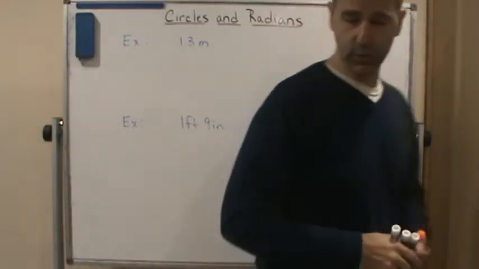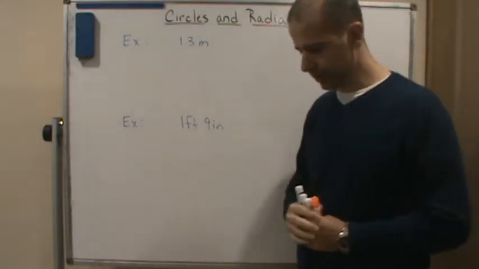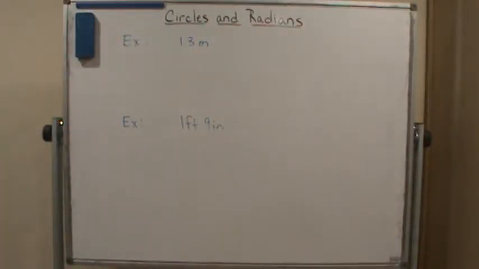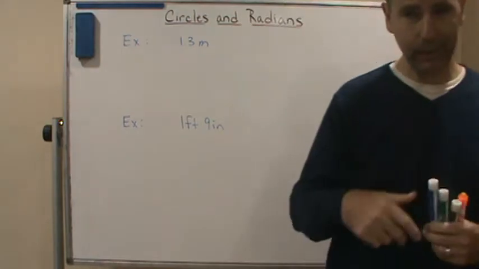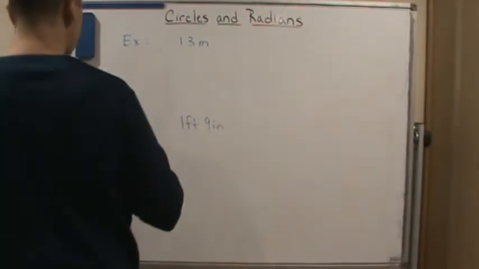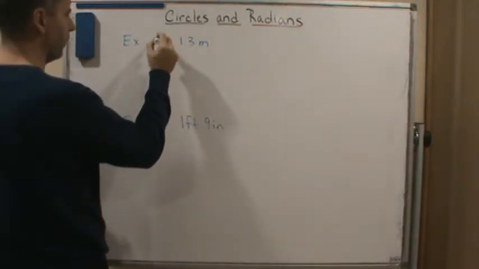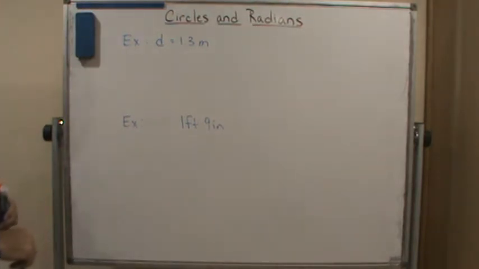Okay, so now let's do some examples. In this example, we're going to find a circumference of these two circles. Now, you got to read the problem carefully. So in the first problem, it mentions diameter. It gives us the diameter of the circle. We want to find the circumference of a circle that has a diameter that's equal to 1.3 meters.